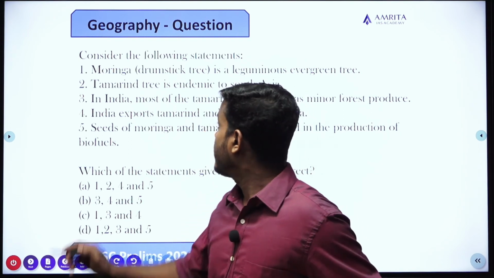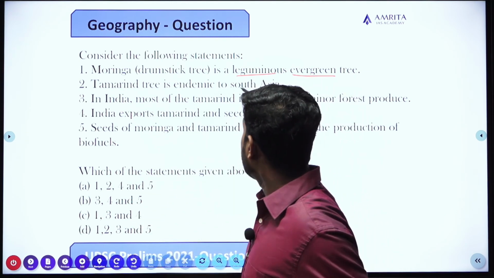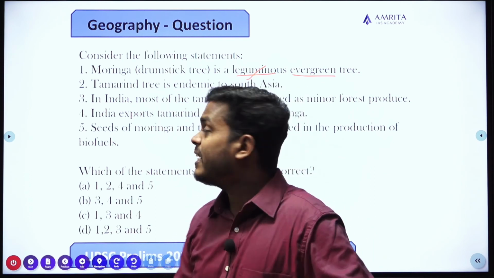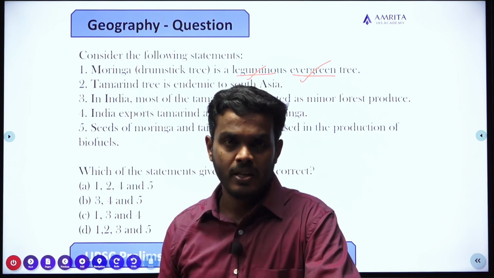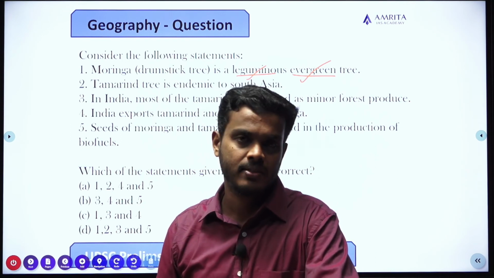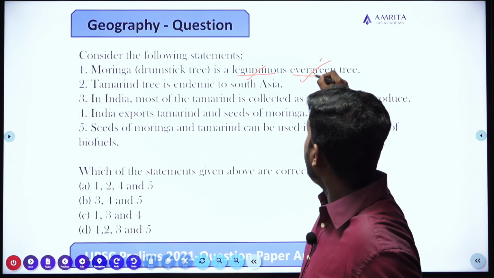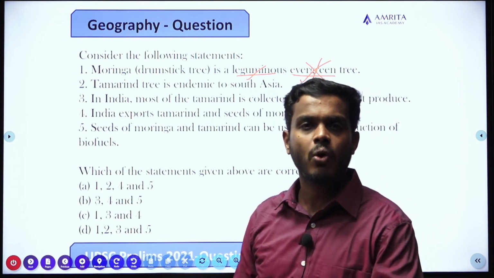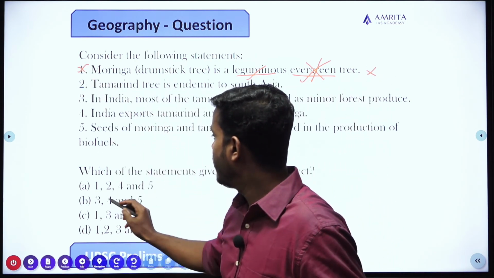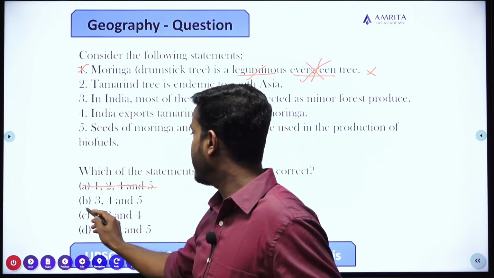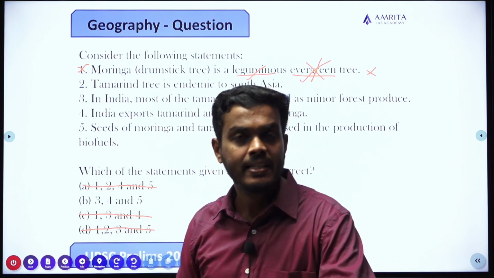Now, moringa or drumstick tree is a leguminous evergreen tree. It is given like that. Moringa is a leguminous tree. Yes, that is right. But it is not an evergreen tree. It is a semi-deciduous to deciduous tree. It sheds its leaves during the dry seasons, or it will become dry. So here the evergreen part of the statement is wrong. So this statement becomes wrong. When the first statement is wrong, you will arrive at the answers easily. Here we can eliminate all these options and only option B is left and that is the answer.